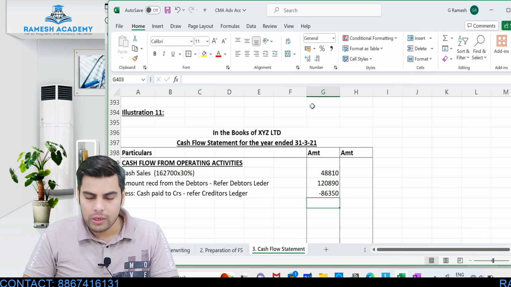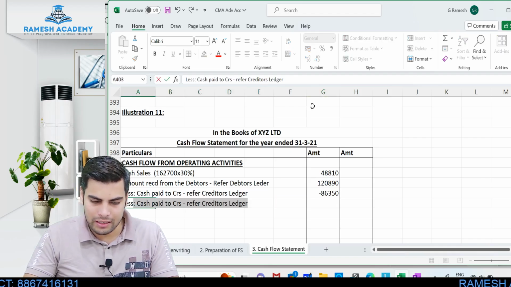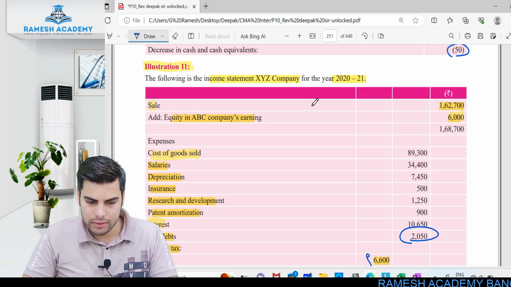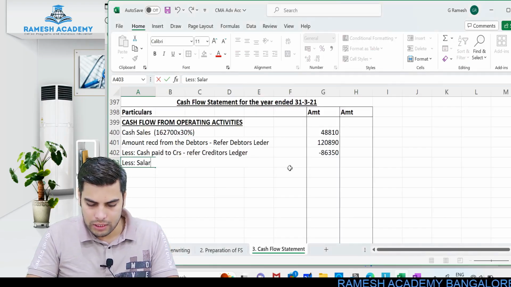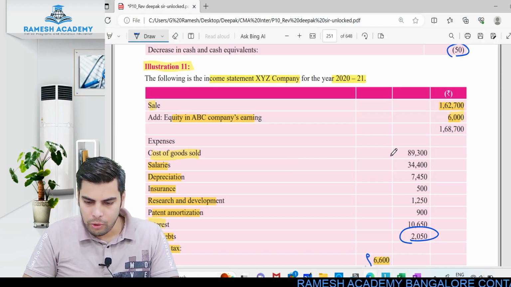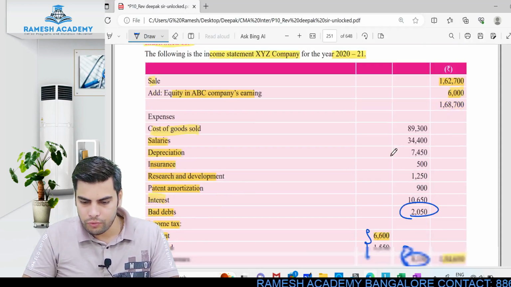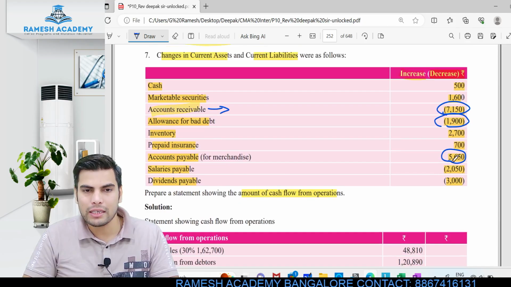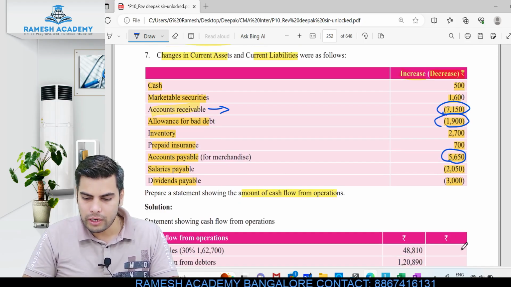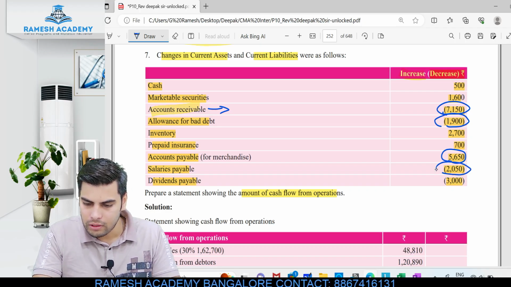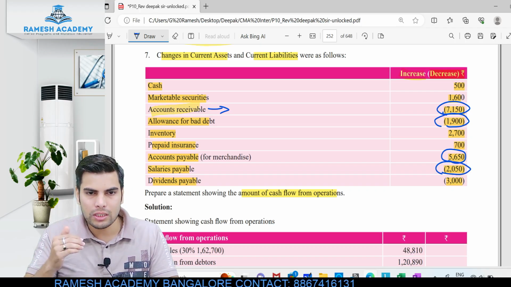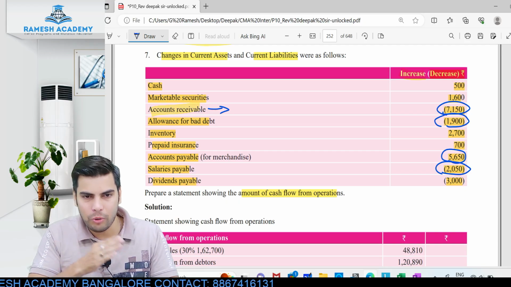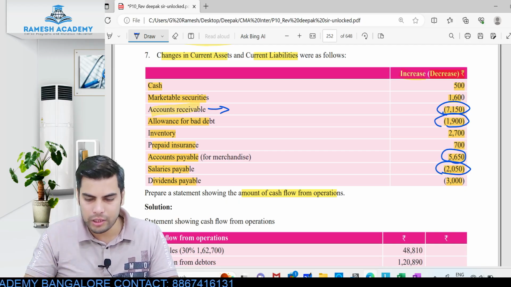Simple. Now once you are done with this, if at all there is any other amount which we paid, we'll just keep on deducting. We have got other outflows. Let's look into these things. We have got salaries paid. The amount which is given in the P&L account is 34,400, and here if you see outstanding salary, there is a reduction of 2,050. If outstanding salary is reduced, what does it mean? It means it was paid. Only if it is paid, the amount will get reduced. So last year's amount which was pending has been paid. That's why the outstanding salary has been reduced.